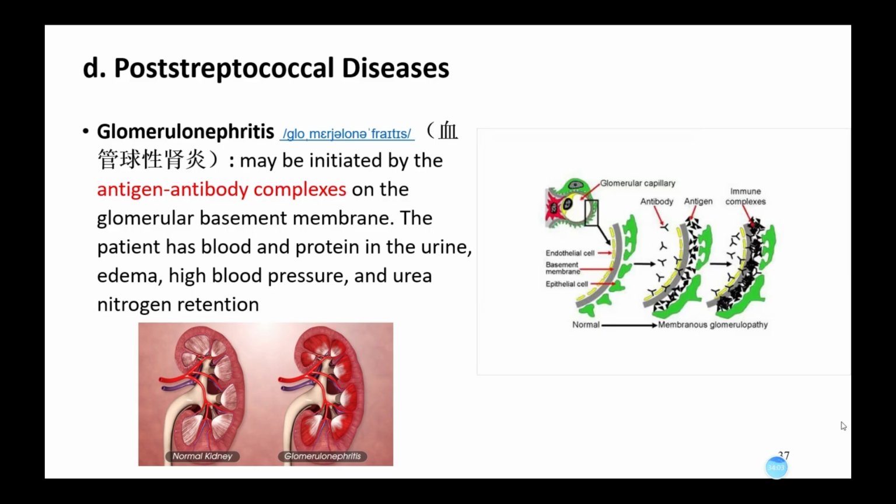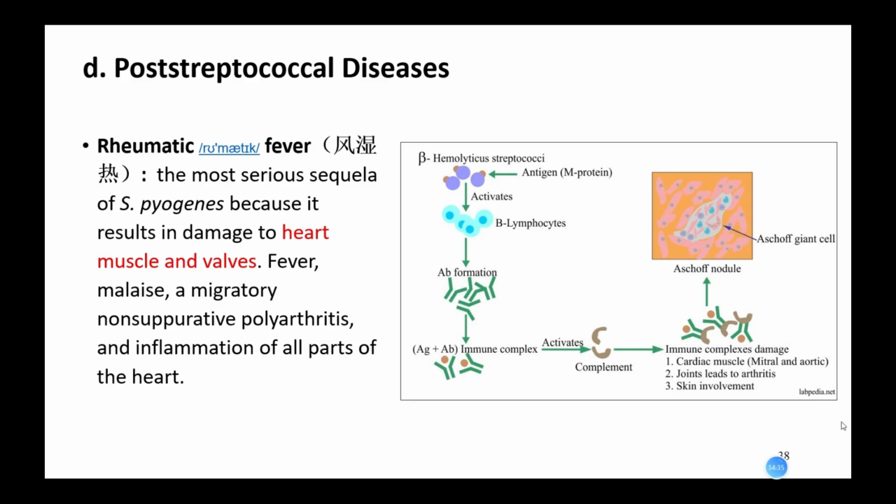But the antibody can get into the basement area. It binds to antigen to form the immune complex. What will happen if a lot of antigen-antibody complex forms? It will activate the complement molecule, right? So that it will degrade the tissue here. It may cause damage there. So this is one of the post-infection diseases.